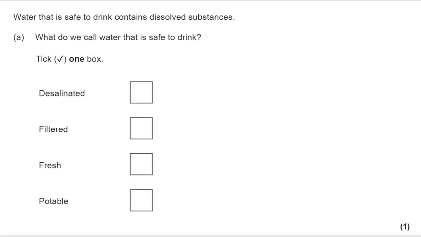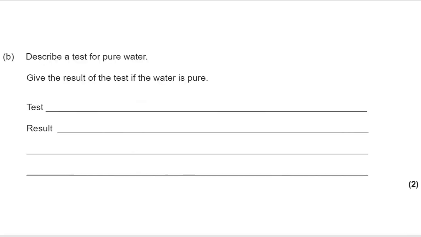So starting off with the review, part A, this is a straightforward definition question. You need to learn the keywords and their definitions, and water that is safe to drink is potable. In terms of describing a test for pure water, one of the key ways to test for purity of anything is to measure its boiling point. And that's what we're going to do here.